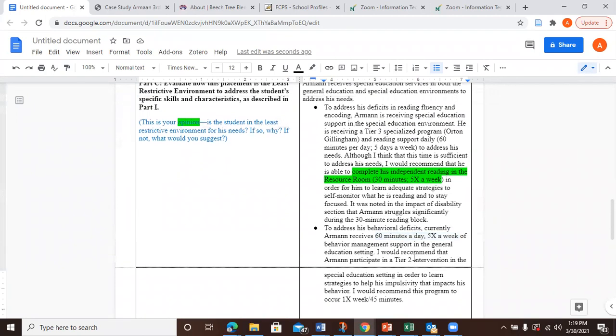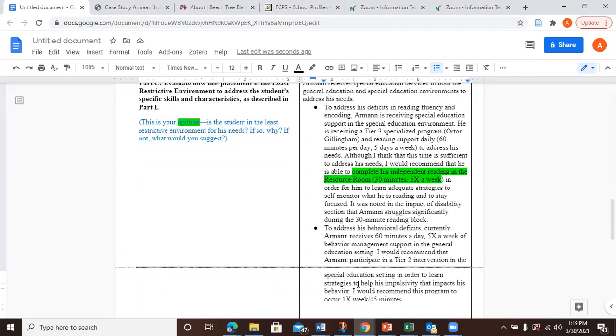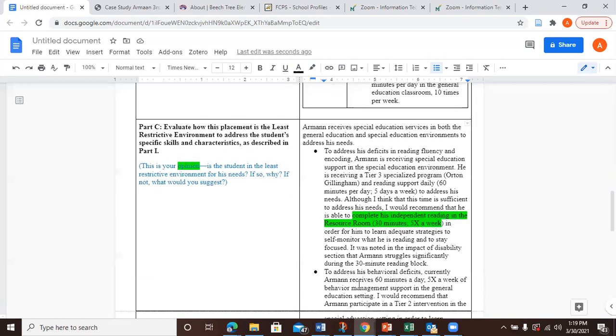Okay. And again, what I'm writing is just to get your mind going. These types of things I should not see verbatim in your assignment. This is just to get you started. Okay. So that is what we can go off of for part C.